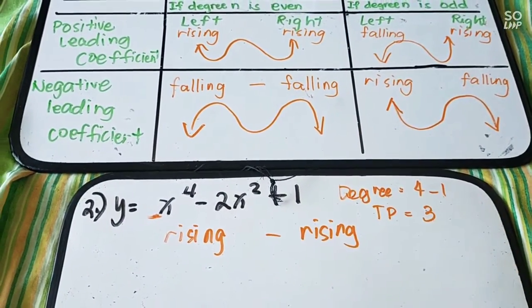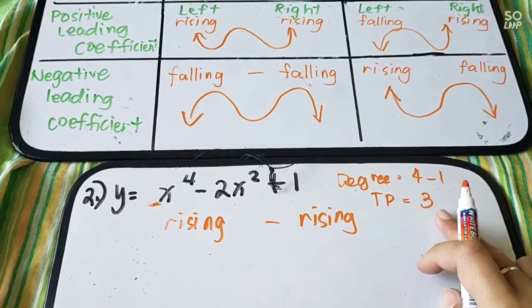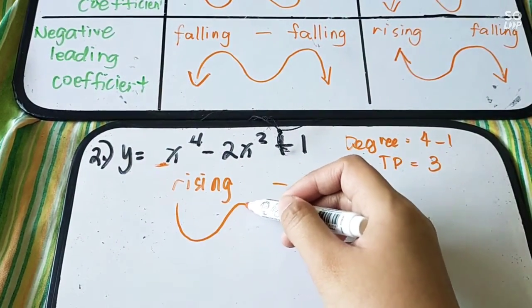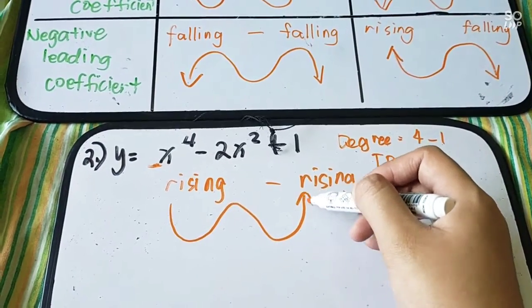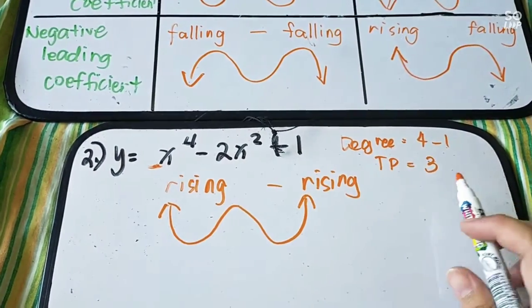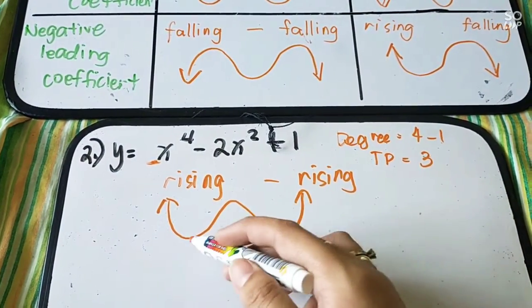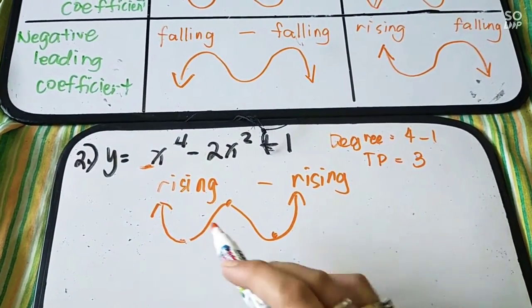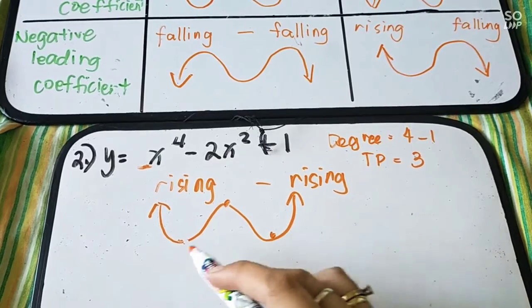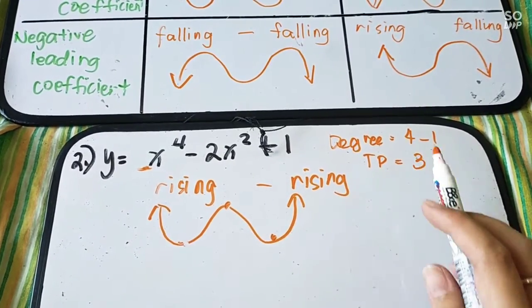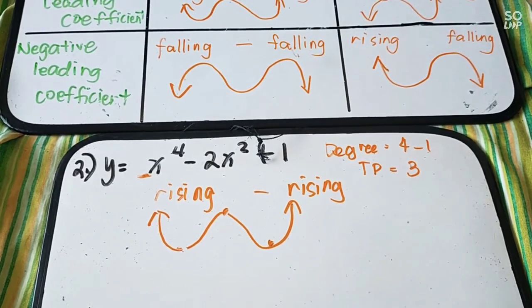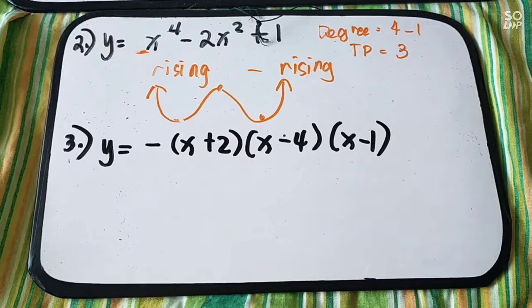Okay? Did you understand? Then, ilang liko daw? Tatlo. So, since naka-rise tayo, isa, dalawa, tatlo. Okay? So, tatlong turning points, isa, dalawa, tatlo. Okay? Then, nakarise siya sa left, nakarise din siya sa right. Is it clear? Okay, let's move with the third example.